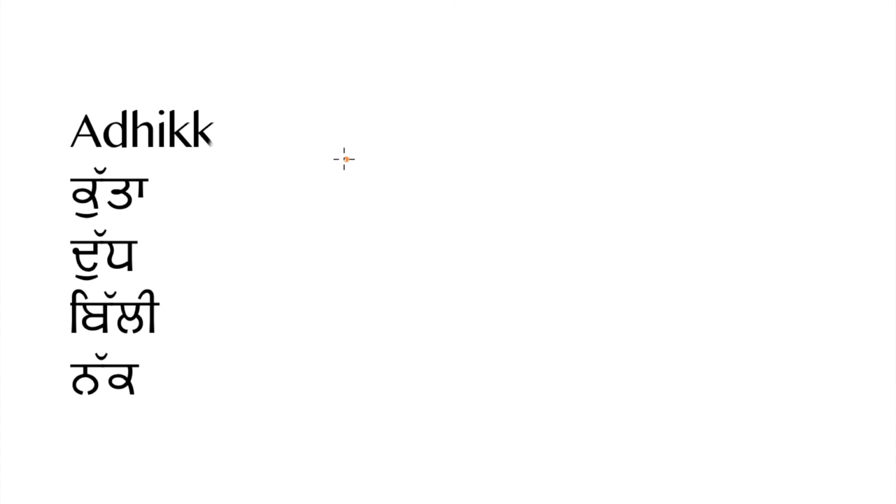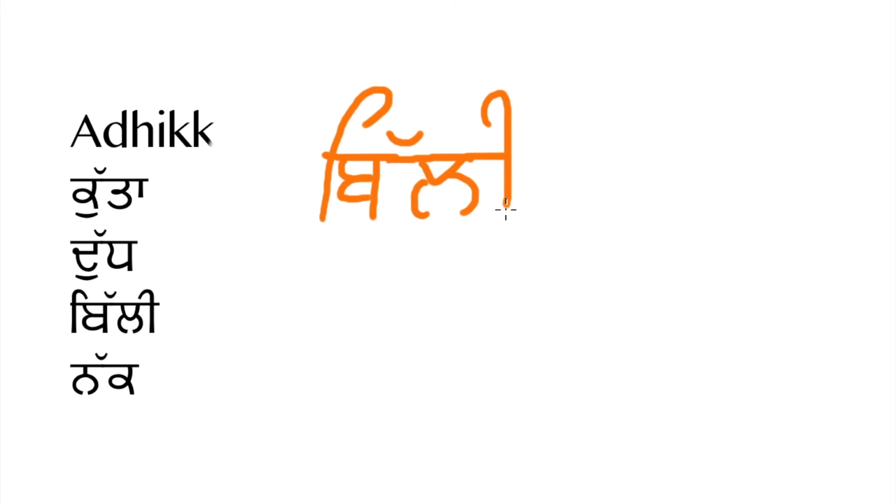Next we have a Babba with a Sihari, an Adhikk, a Lalla, and then a Bihari. So we have billi, the Lalla being doubled by the Adhikk just before it. We have billi, which means cat.